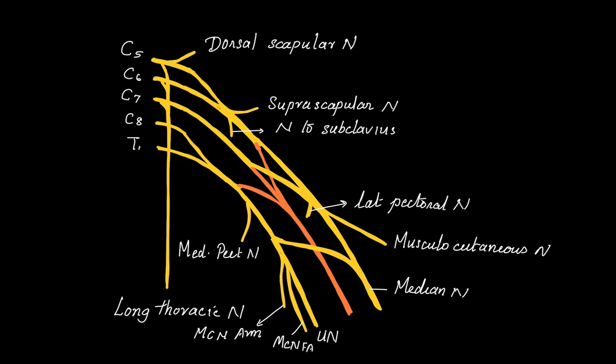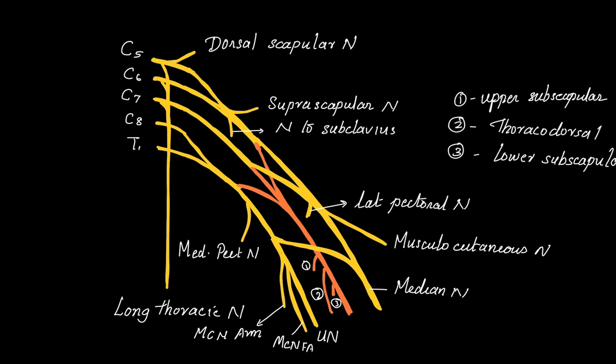Then draw the branches of the posterior cord, 2 short ones, upper and lower subscapular, and a longer one thoracodorsal, and 2 terminal divisions, axillary and radial nerve. See that the posterior cord continues as the radial nerve. So this is a simple diagram which you can reproduce.